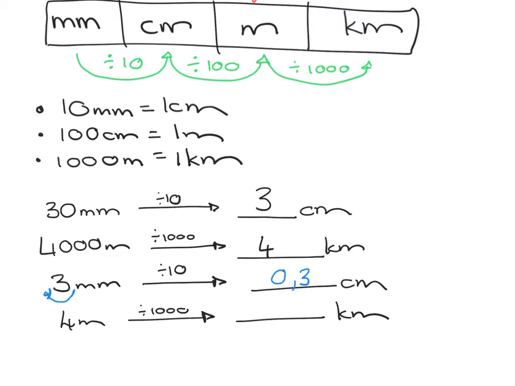Now, remember when we divide, we make the number smaller. So the comma should move to the left. So I'm going to start with a comma here at the back. And I'm going to move it as many times as I have zeros. So there's 1, 2, 3 zeros. So I'm going to move it 1, 2, 3 spaces, which puts it there. The gaps that it jumped over must be filled with zeros.